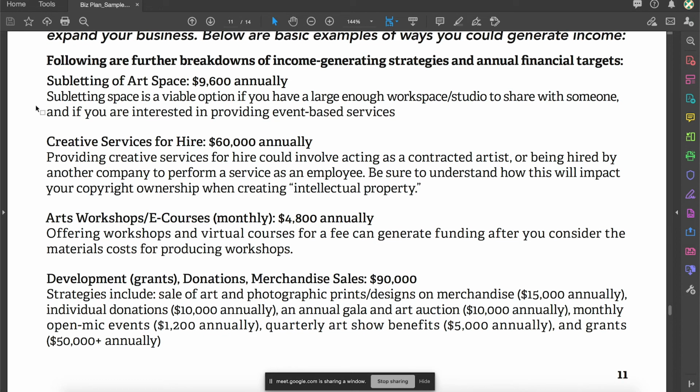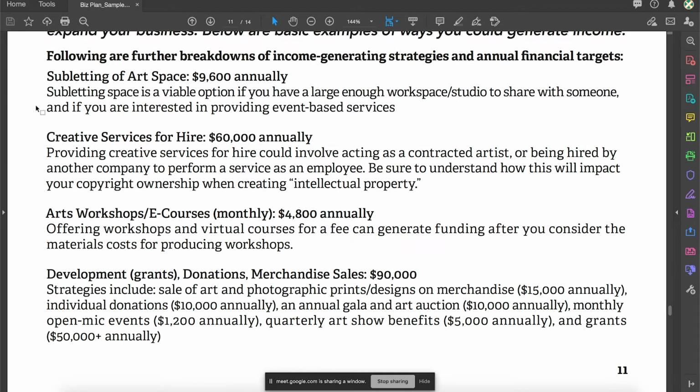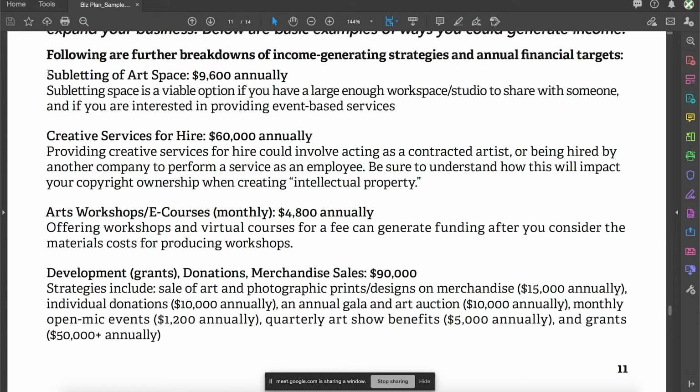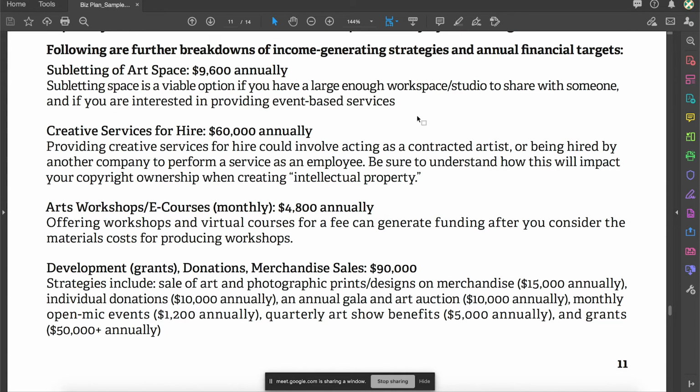So these are just sort of examples, estimates of how much money is possible that you can make, whether that be subletting your art space. If you are renting a studio and you have a big enough studio or office that you're able to share with someone, you could split the cost that way. You can always earn a lot more if it's a bigger space and if you want to do events. And if you're interested in actually providing event planning and that kind of thing, you can make a whole lot more than just what I put here.